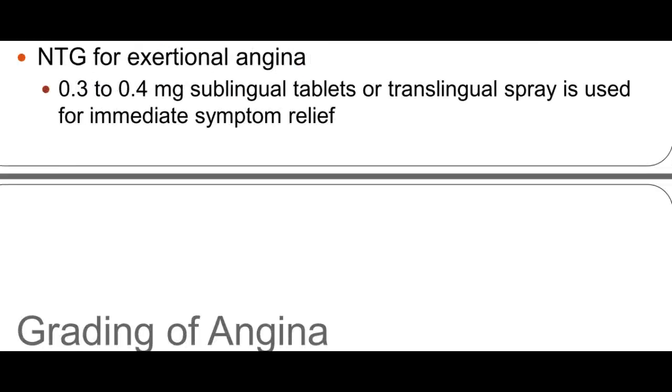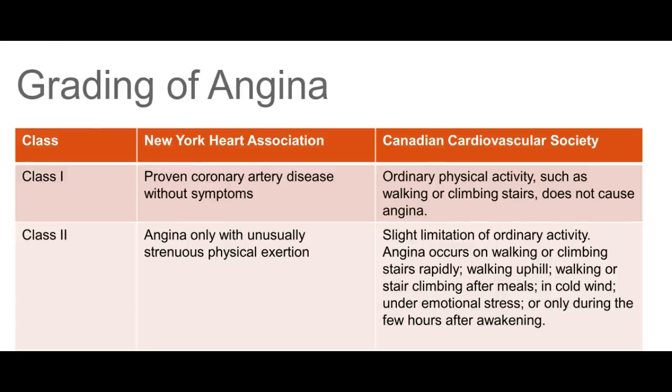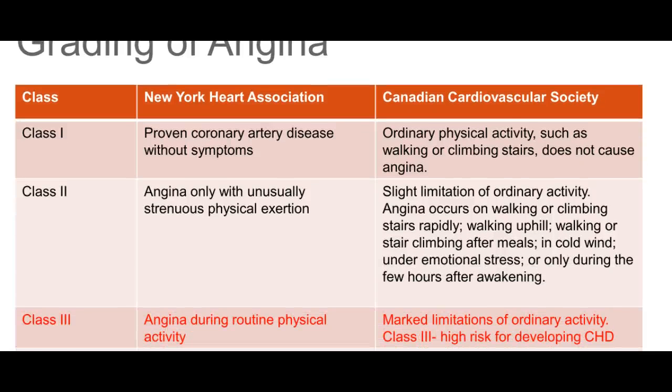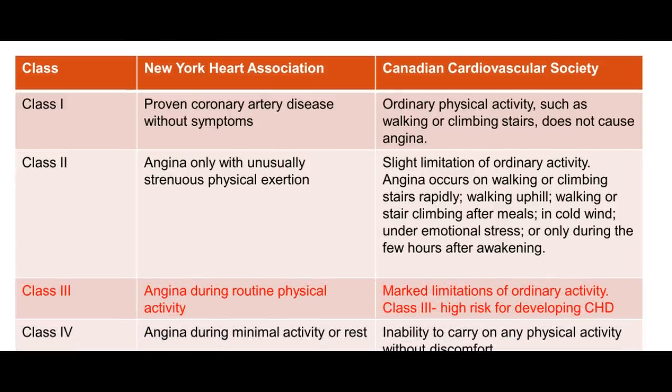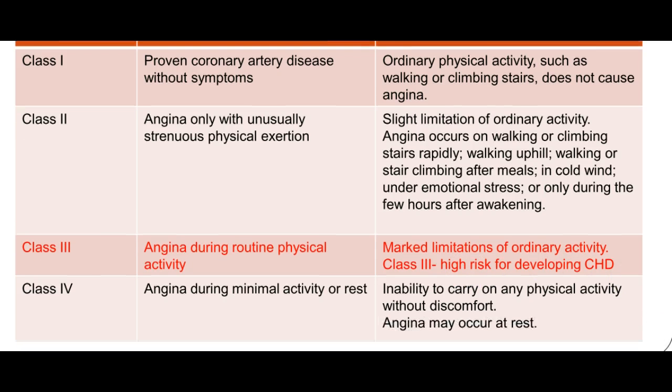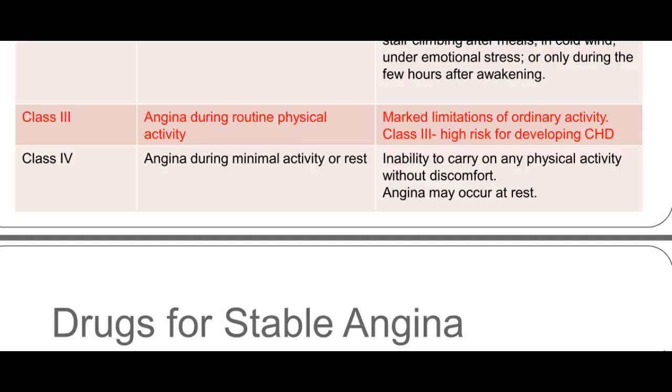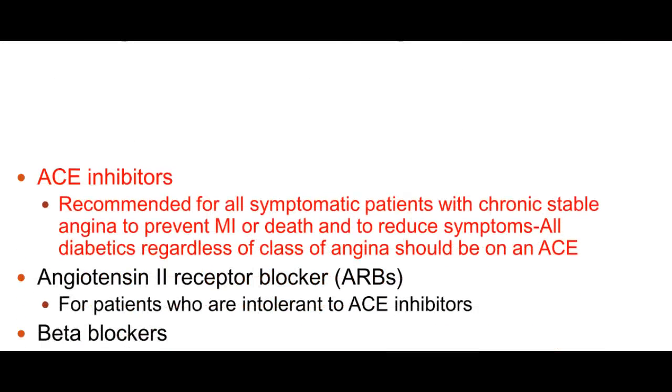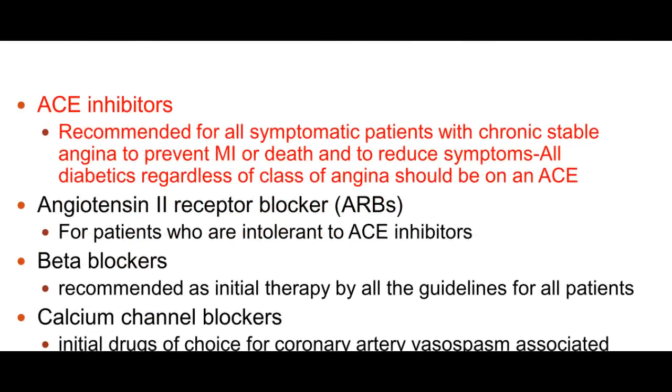So the classes are also listed in your book, but here they are. You'll be able to group your patients by their symptoms. As you can see in class 3, they have chest pain during routine physical activity, marked limitations of ordinary activity. So a class 3 is at high risk for developing significant heart disease.